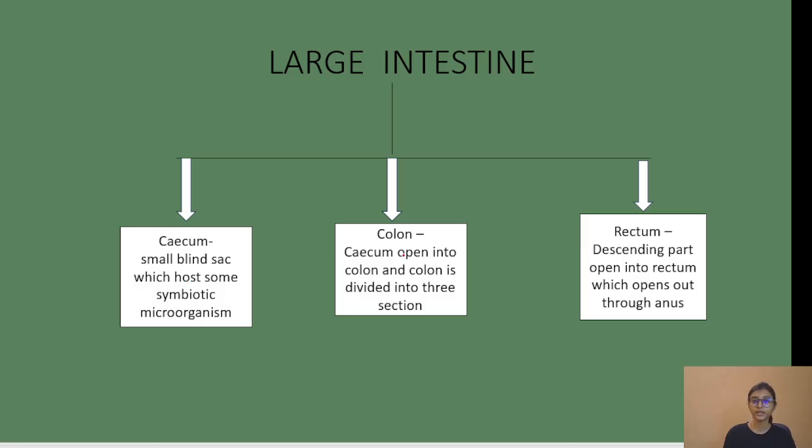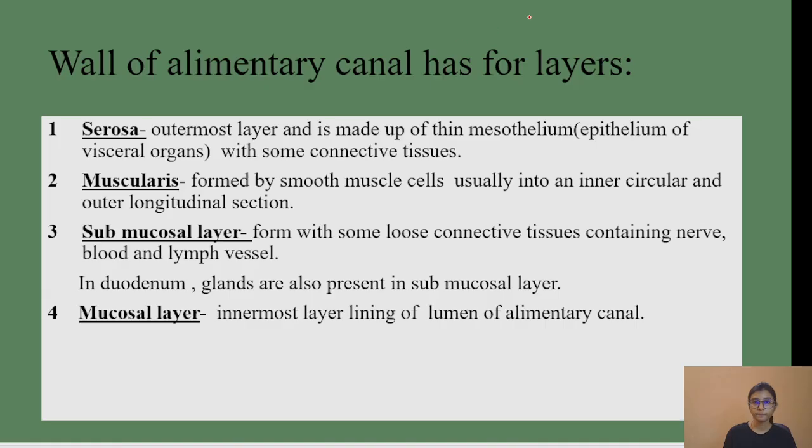Colon is what? The cecum opens into the colon, and the colon is again divided into three sections. And rectum is what? The descending part opens into the rectum, which opens out through the anus. So rectum is the end part, we can say, that is going to open into the anus. Now, the wall of the alimentary canal has four layers here. That is serosa, muscularis, submucosal layer and mucosal layer.